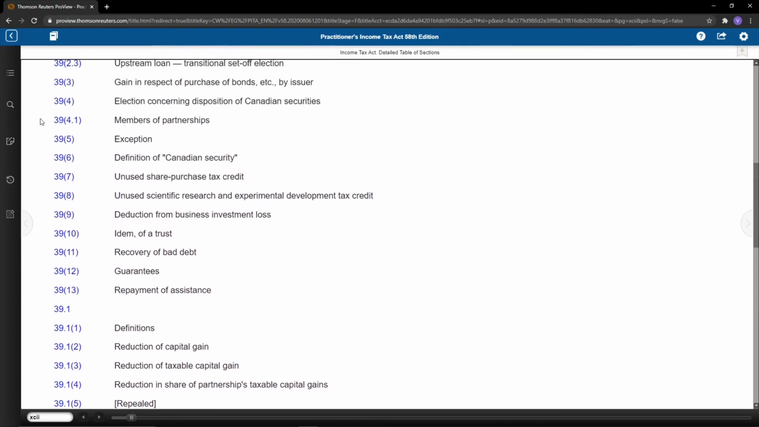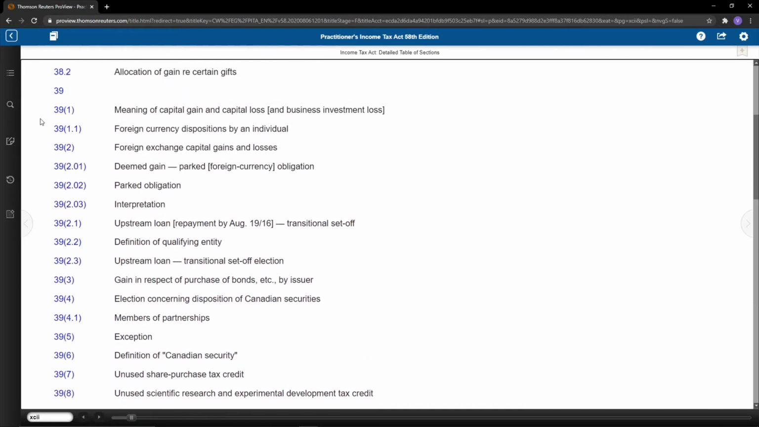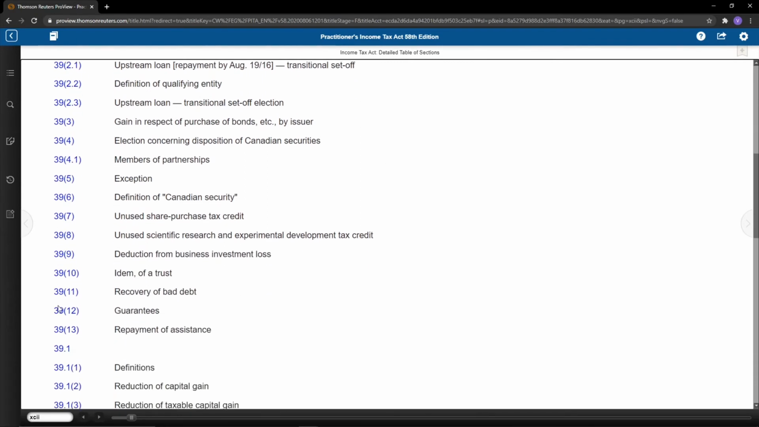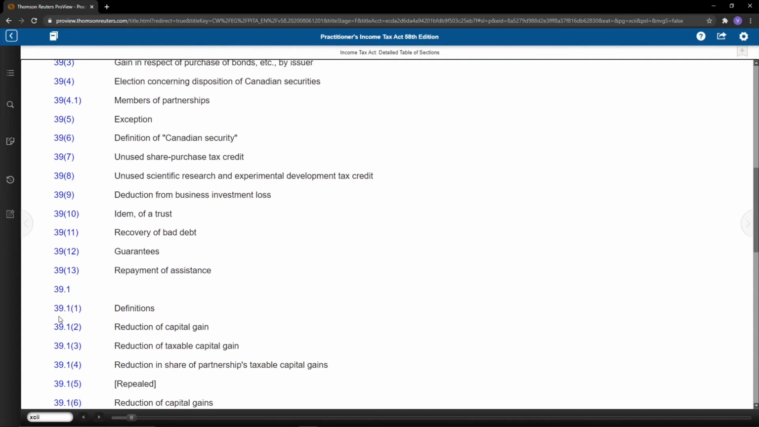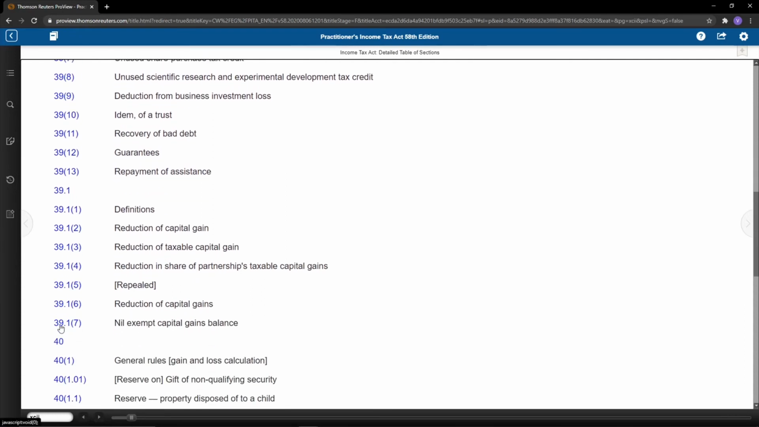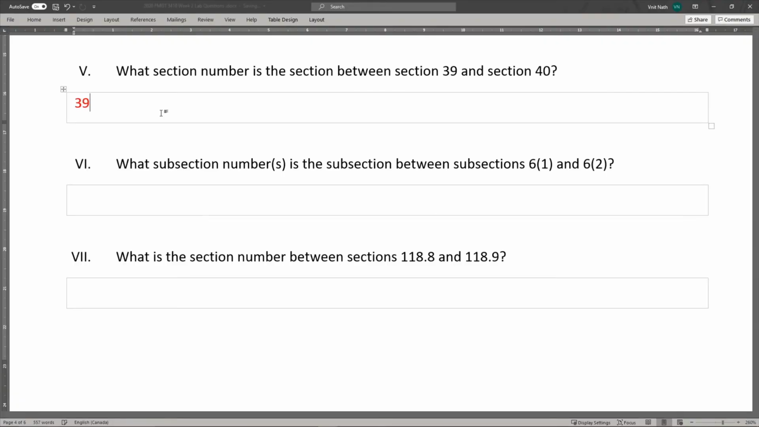Well, we can see, if we begin at section 39, that we're in section 39 all the way until here. The next section is 39.1. And that is the only section, 39.1, between sections 39 and 40. There are several subsections, but the question was asking for sections. So the answer is 39.1.